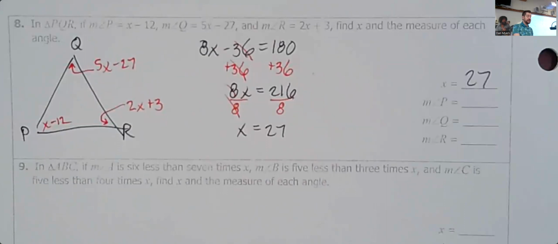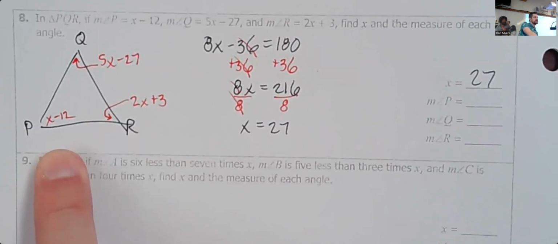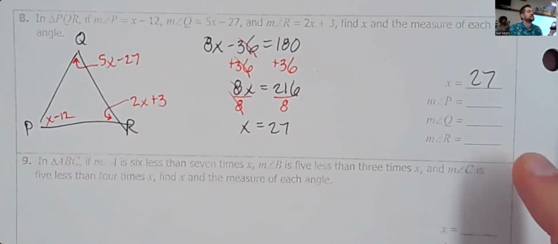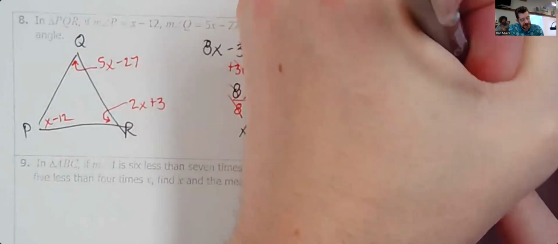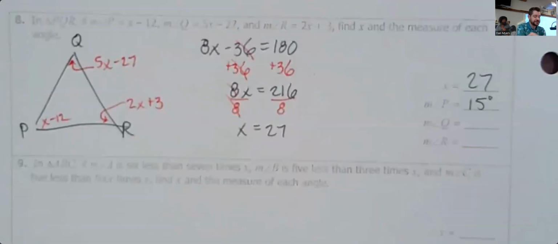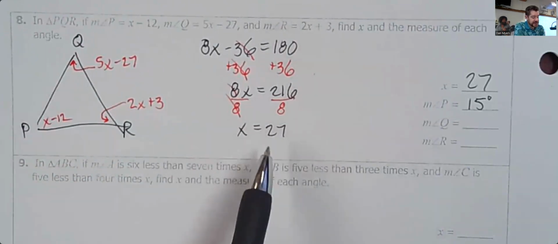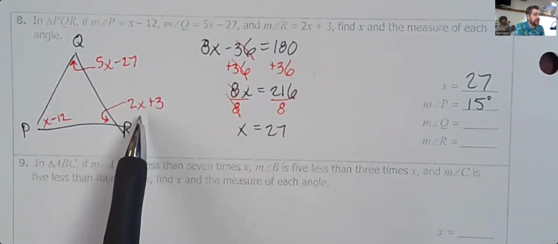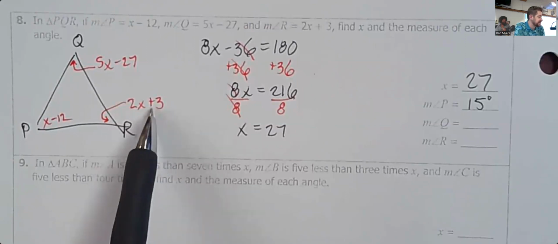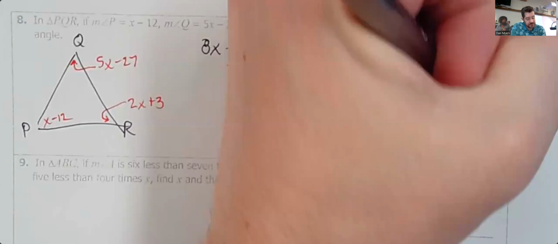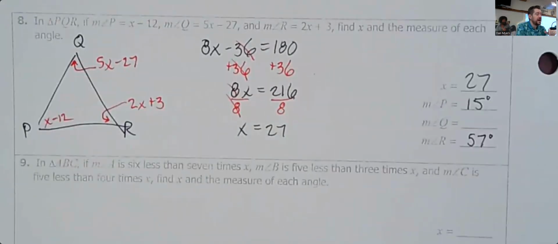Now take your value for x, plug it back into each of those angles. I think P is going to be the easiest one to figure out. 27 minus 12 is 15. All right, so angle P is 15 degrees. Let's see, R. I'm going to do R next because I know that 27 times 2 is 54, and 54 plus 3 would be 57. So 57 degrees for angle R. Oh, wait. And then 108 for angle Q. Nice.